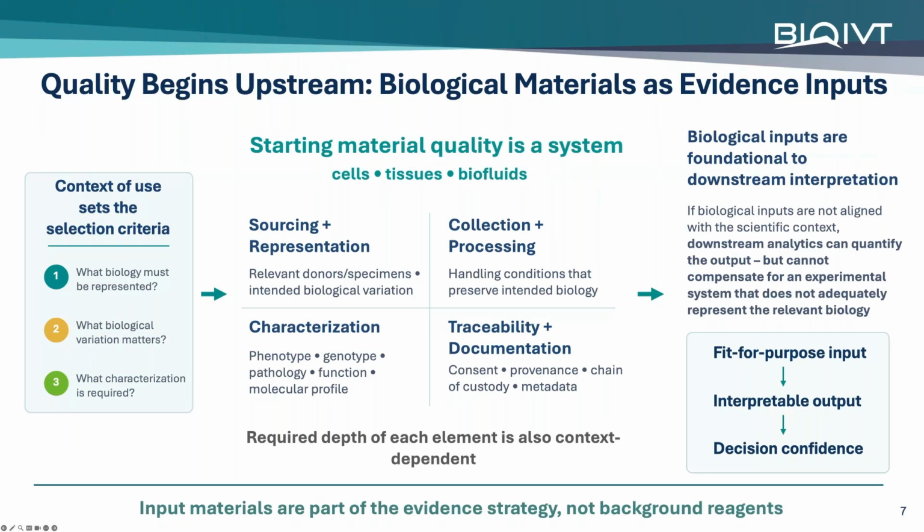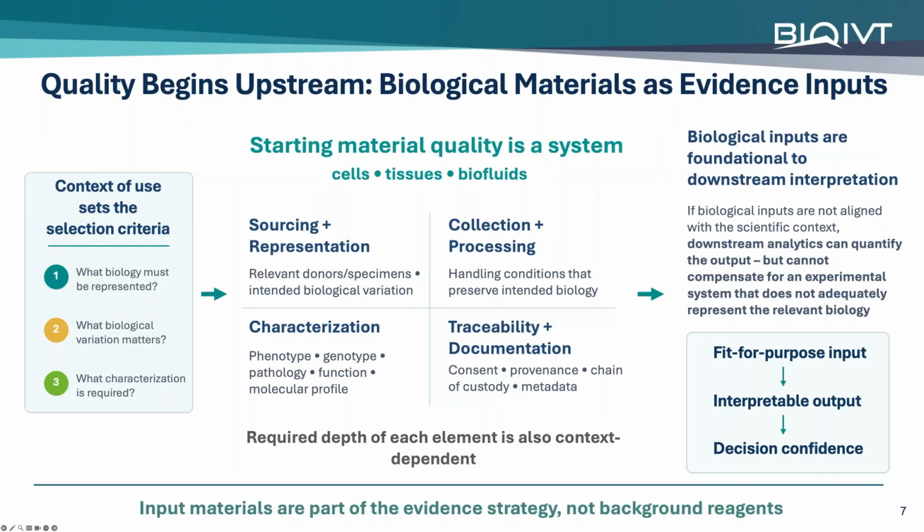downstream analytics can quantify the output, but they can't compensate for an experimental system that does not adequately represent the relevant biology. We can measure the wrong biology very precisely, but that doesn't make it the right evidence. And that's why I think starting material belongs within the evidence strategy rather than being treated as simply background reagents. They help to define what the model is capable of representing, and therefore what conclusions can reasonably be drawn from it. So I'll use two relatively simple examples to make that point tangible.